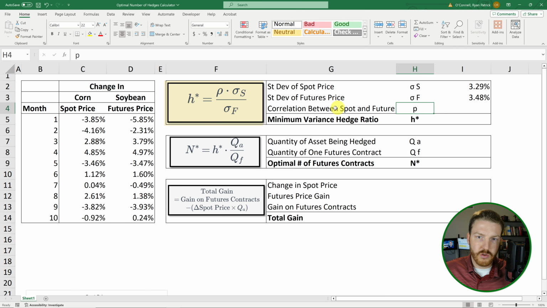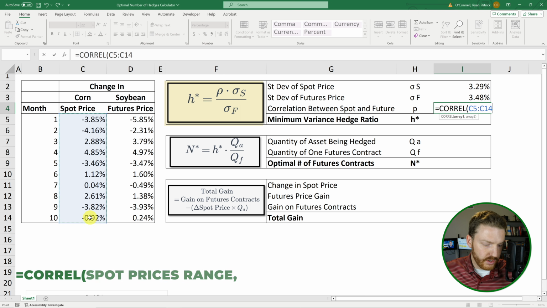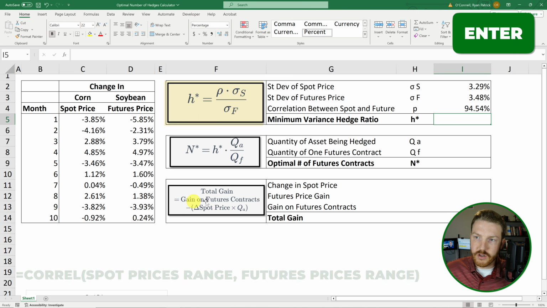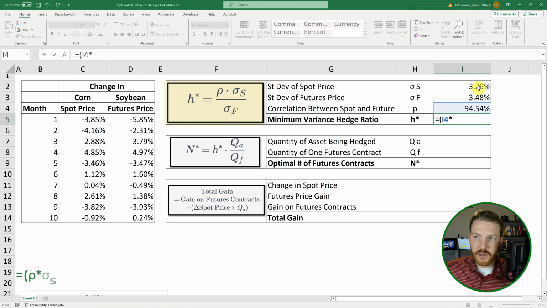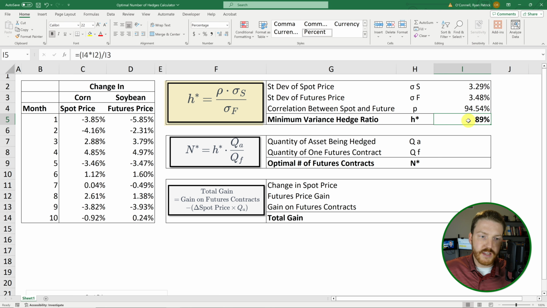This Greek rho symbol represents the correlation between the spot and the futures prices. So we can just use the equals CORREL function. And then we'll just grab this range, hit control, and then grab this range as well, and then hit enter. And so this should be pretty easy for us now to just find our minimum variance hedge ratio, which is just going to be equal to the correlation between the two multiplied by the standard deviation of the spot price divided by the standard deviation of the futures price. So that gives us a value of about 89%.